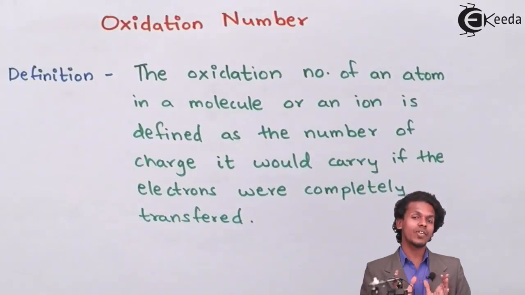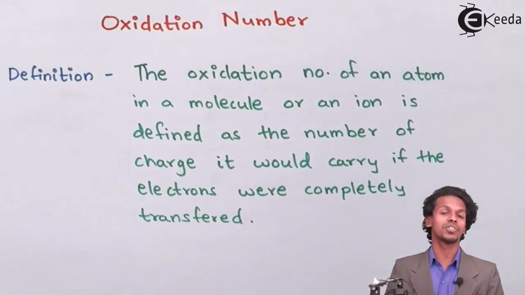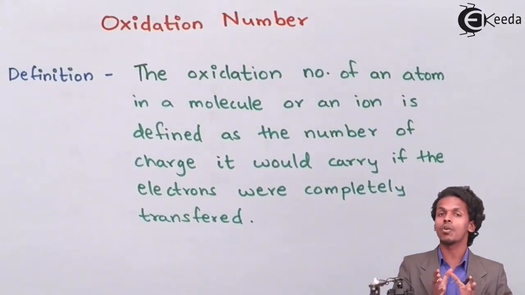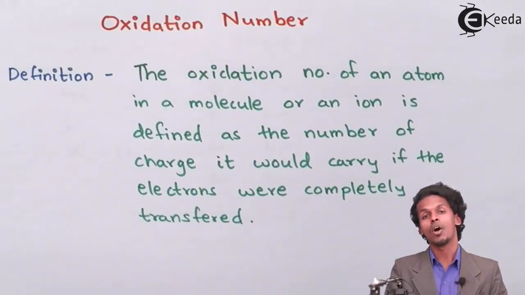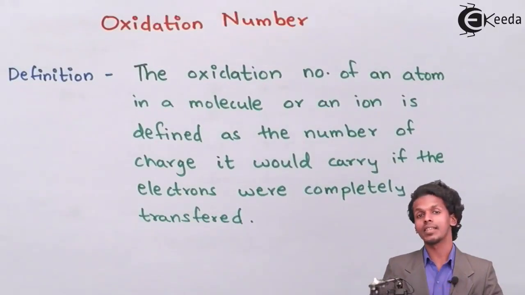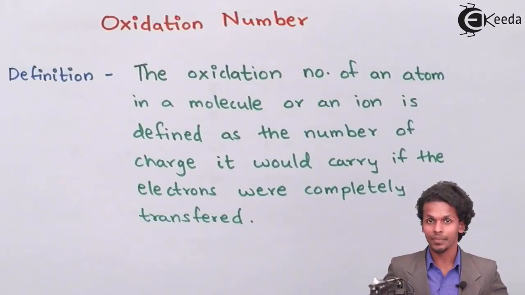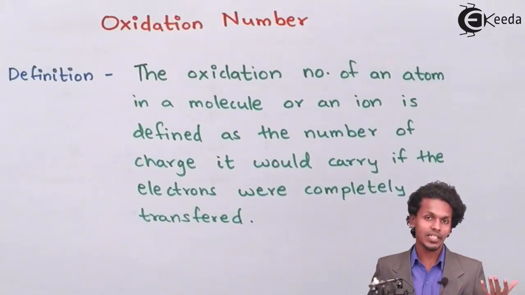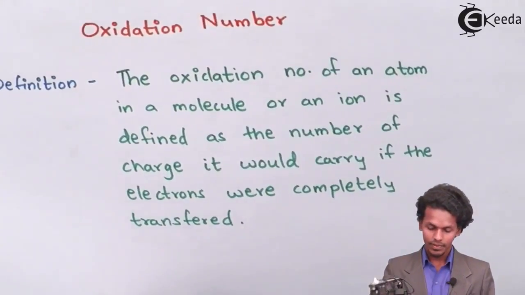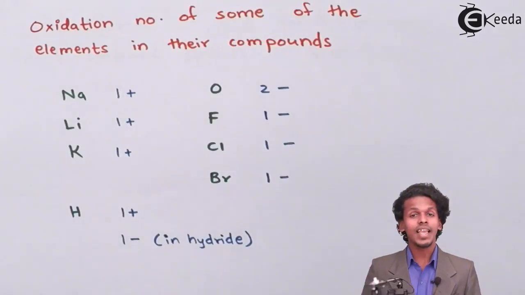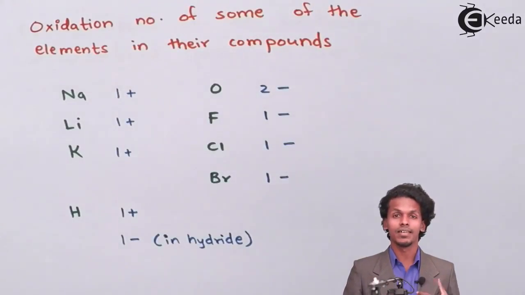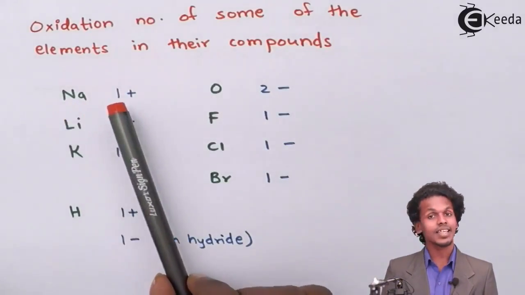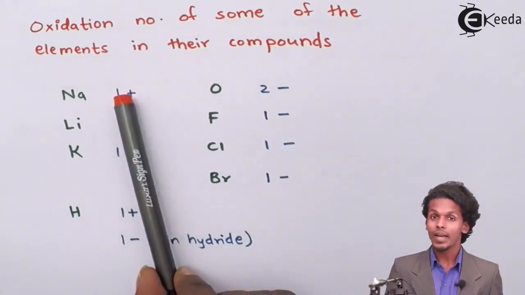So let me tell you the difference between the charge and how we represent the oxidation number. Usually when we say -1, it represents the charge present on a particular atom, molecule or ion. When we say 1 minus, this represents the oxidation number. Let me explain by giving an example of each. These are the examples being represented on your screen. It says that sodium has an oxidation number of 1 plus.